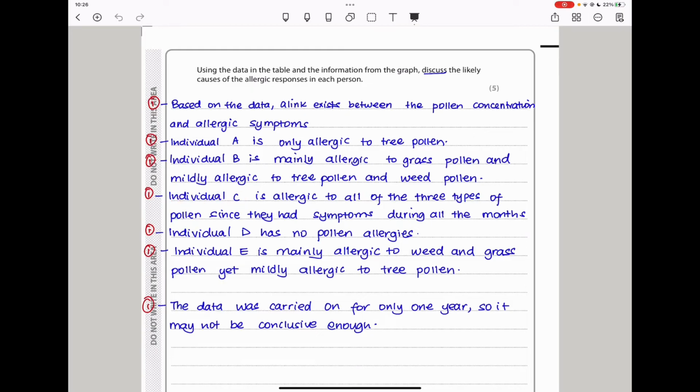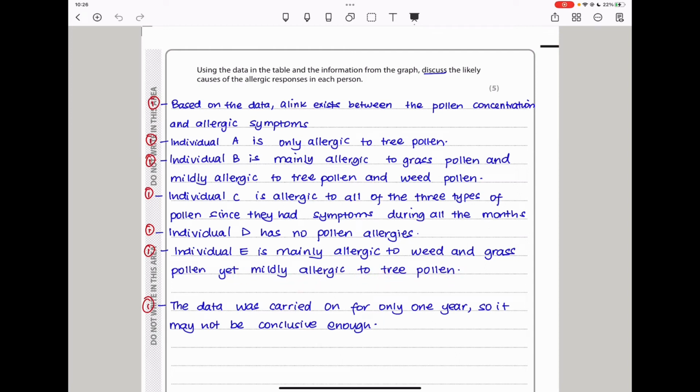For individual C, they are allergic to all of the 3 types of pollen, since they had symptoms during all months. Individual D has no pollen allergies. From the table you saw, they do not have any symptoms. Individual E is mainly allergic to weed and grass pollen, yet mildly allergic to tree pollen.